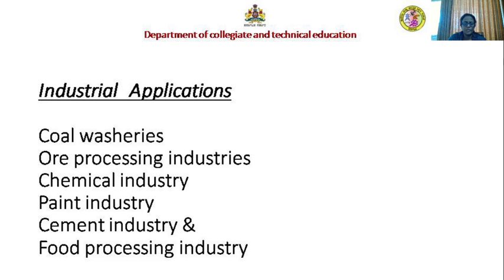So these are the important applications of size reduction operations. Size reduction operations play an important role in coal washeries, then ore processing industries, that is metallurgical industries, chemical industries, paint industry, cement, and food processing industries.